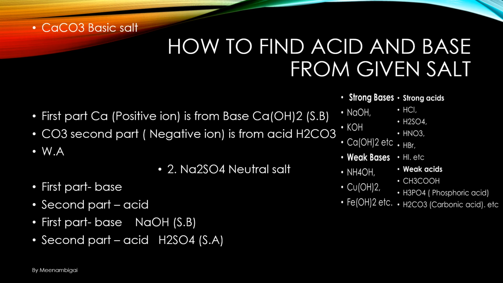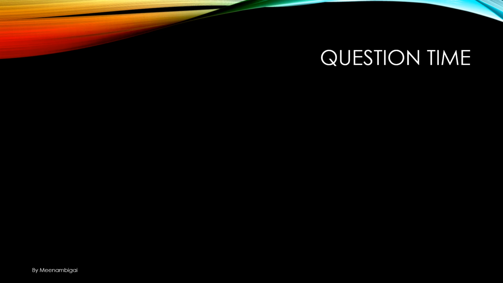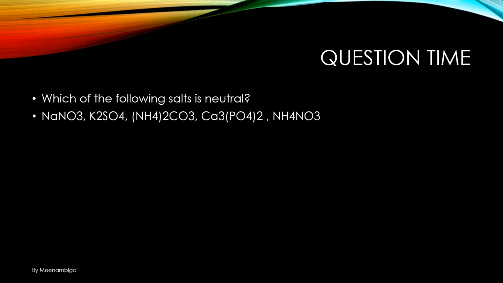So if they give the salt and ask you to find whether it's acidic, basic or neutral, first thing is you have to just write the first part for base and the second part for acid, and then from this table you have to connect whether it is strong or weak. Then you have to come to the conclusion that it is a basic salt, acidic salt or neutral salt. How will they ask the question? It's very easy: which of the following salts is neutral, or classify the following salts into acidic, basic or neutral. So they've given a few salts like this.